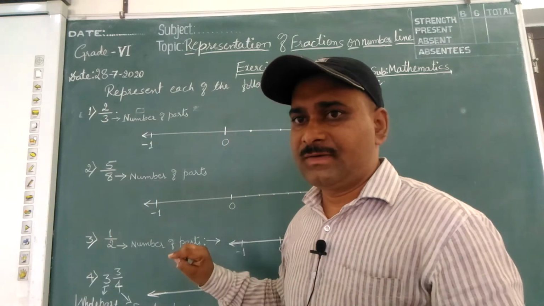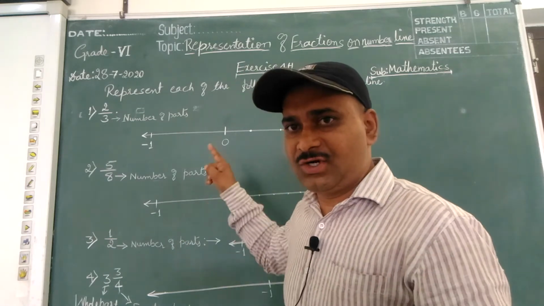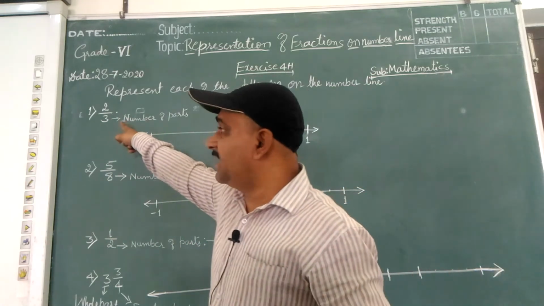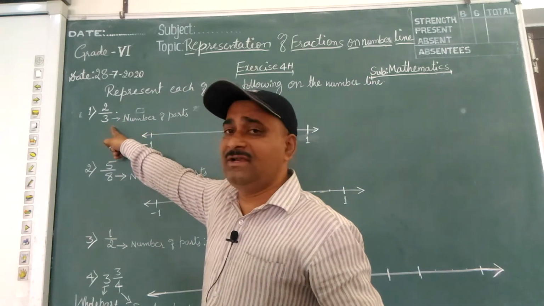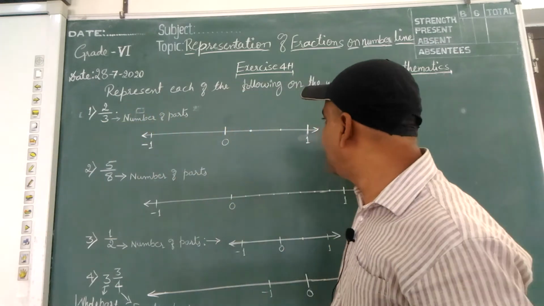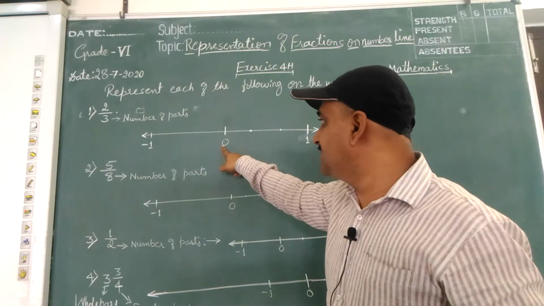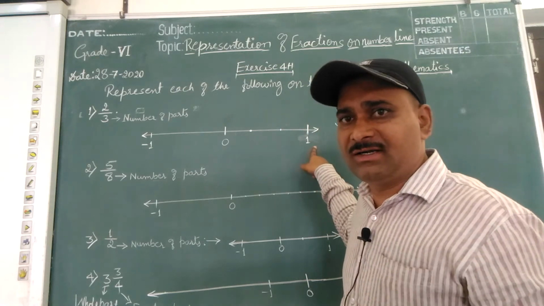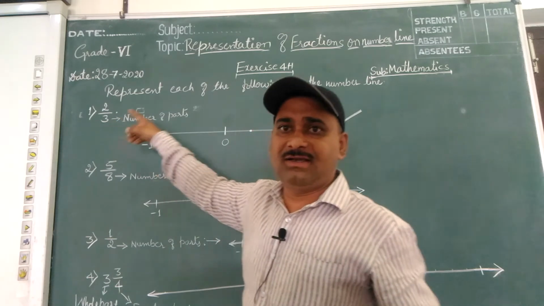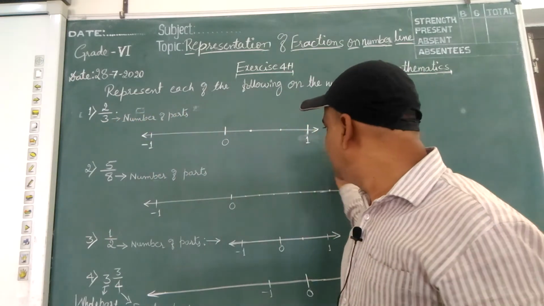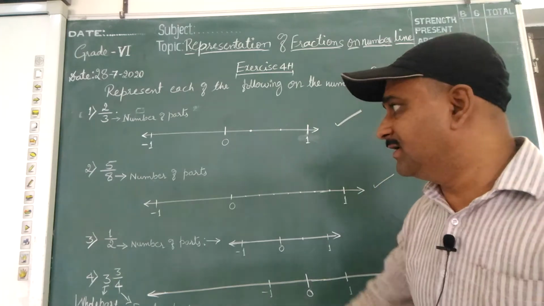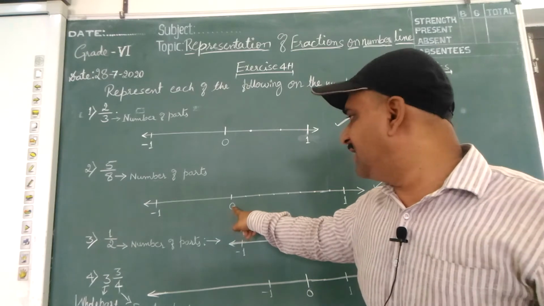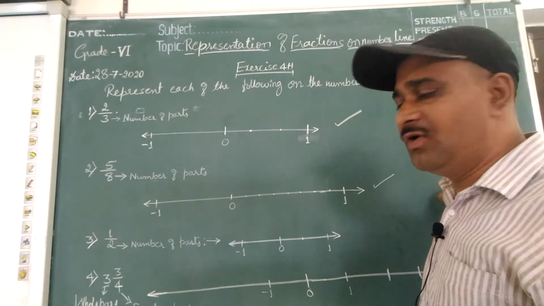So, before answering, you should draw the number line and think how many numbers I should write. Here 0 to 1 is enough because the value is less than 1. So that's why children, as you see, I have written only 0 to 1 on the number line. 2, 3, 4 not required, because the value is less than 1, why should I write 2, 3, 4? Second one, observe here. The value 5 by 8 is less than 1. So writing 2, 3, 4 on the board is not required.